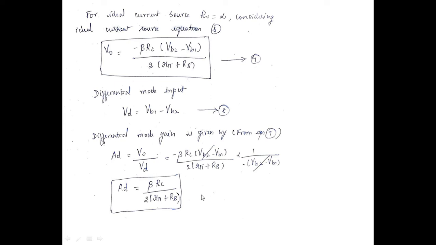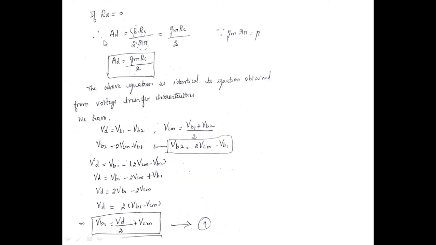Now we are going to go for an alternate way of finding what is the differential mode gain equation and what is the common mode equation we are going to get. For that, the above equation is identical to the equation obtained from the voltage transfer characteristics. Already in the last class I have discussed about the DC transfer characteristic of a differential amplifier. From the DC transfer characteristics we can write two voltages. One is differential voltage, another one is common mode voltage. The differential voltage is given by VB1 minus VB2, and the common mode voltage can be written as average of two input signals, which is nothing but VB1 plus VB2 divided by 2.